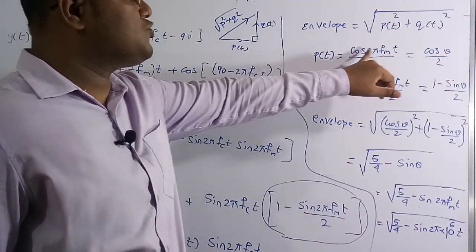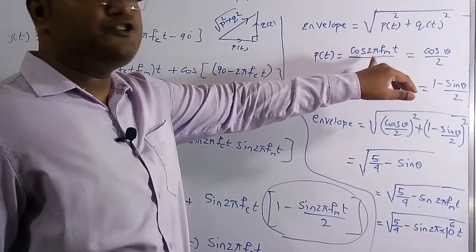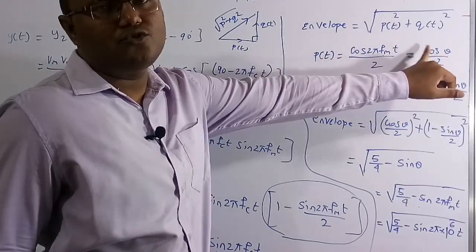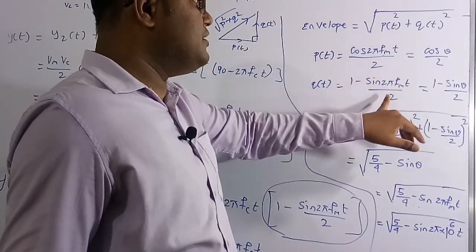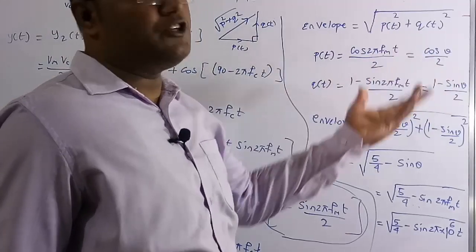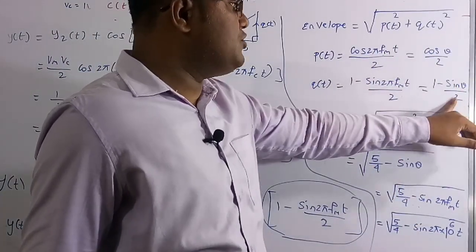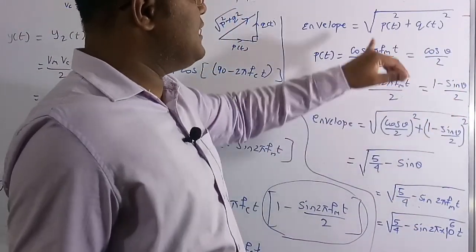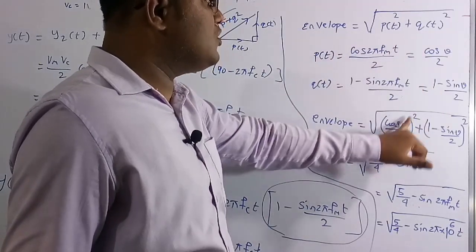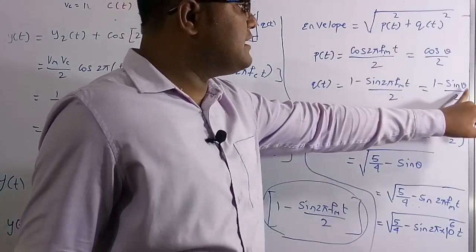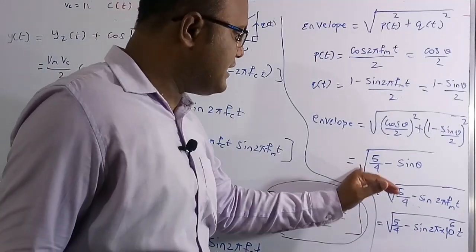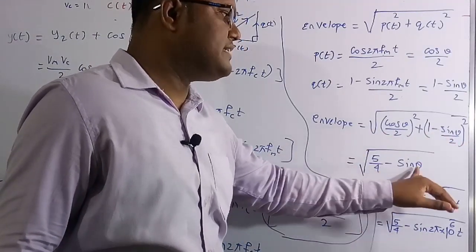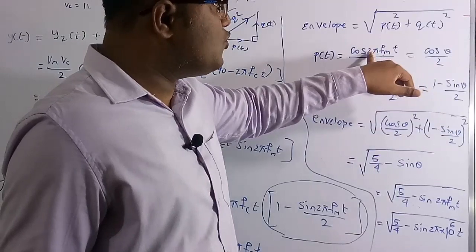So p is nothing but cos 2 pi fmt by 2. Let me assume 2 pi fmt is theta, so cos theta by 2. And q of t is equal to 1 minus sin 2 pi fmt by 2, with 2 pi fmt assumed as theta, so 1 minus sin theta by 2. So the envelope is equal to root over p, which is cos theta by 2 whole square, plus q, which is 1 minus sin theta by 2 whole square. If you do the trigonometry, finally we get under root over 5 by 4 minus sin theta, where theta is 2 pi fmt.